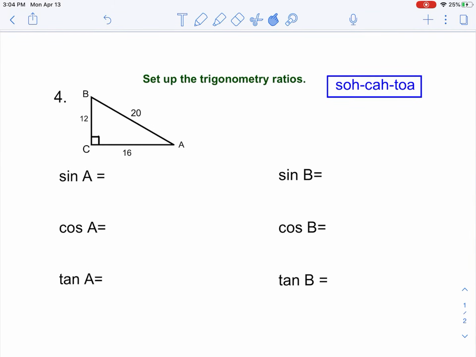Now let's practice applying these trig ratios by setting up the following examples. So number 4, the first thing we need to find is the sine of angle A. So since we're focused on angle A, I'm going to go ahead and circle that angle. Then I always like to label my triangle because I think it just helps get through these problems a little bit easier. So across from angle A, we have the number 12, that is representing our opposite side.